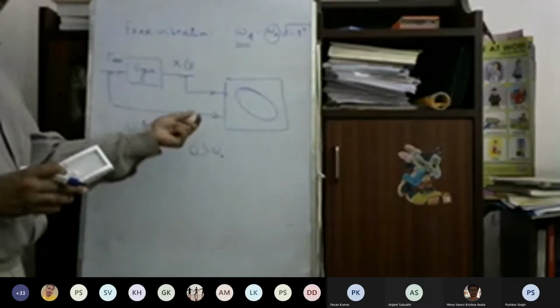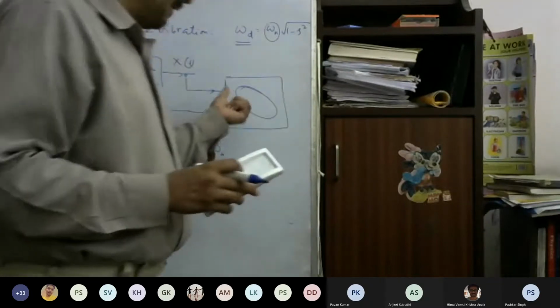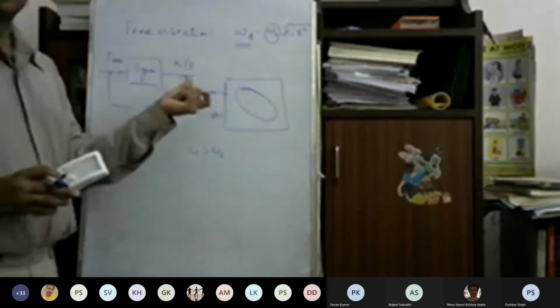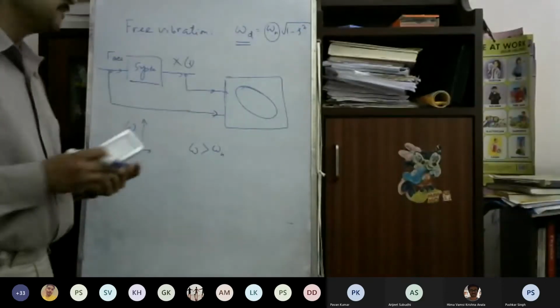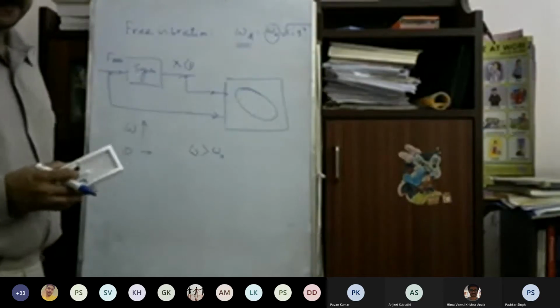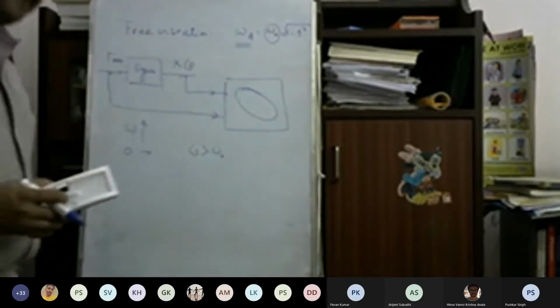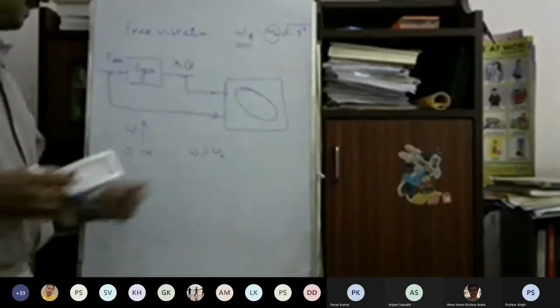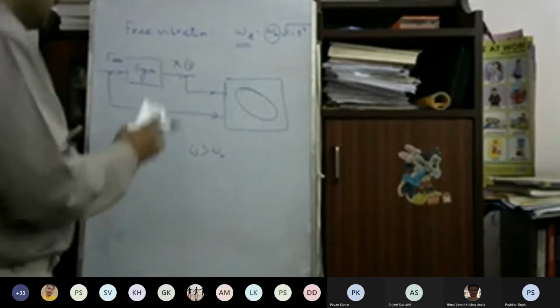So if you just fiddle around with the signal generator, with which you can change the frequency, you should be able to find out omega n fairly accurately. So this is one experimental way to find out the natural frequency of a system. Natural frequency can be found out by free vibration response, but that may not be accurate, whereas this one is quite accurate.